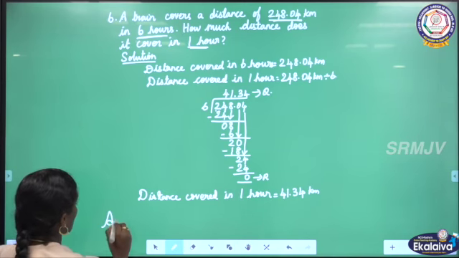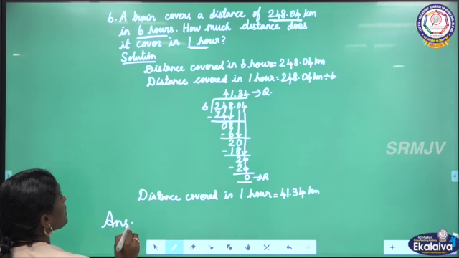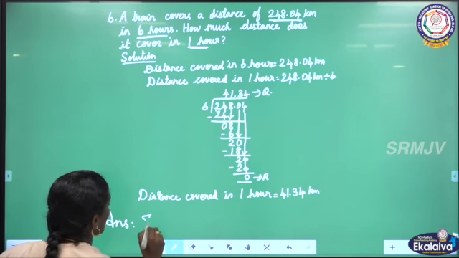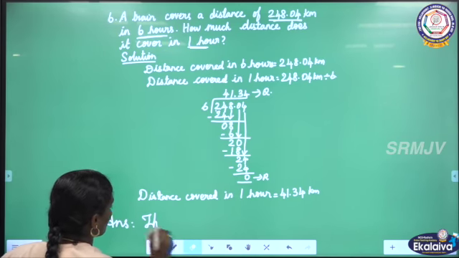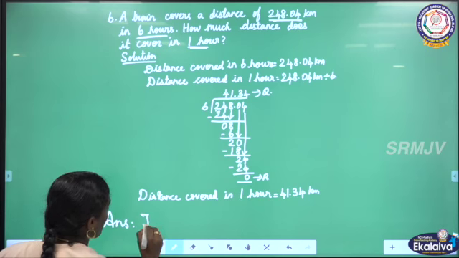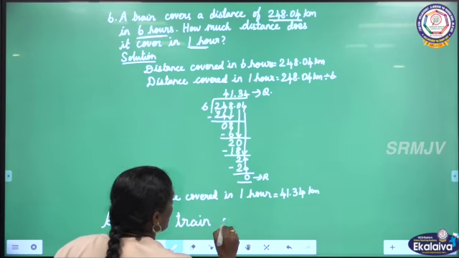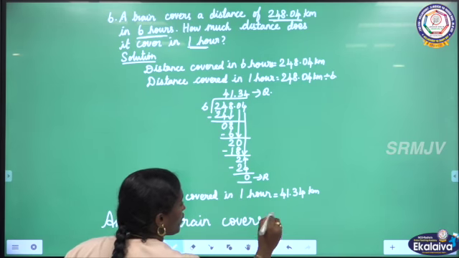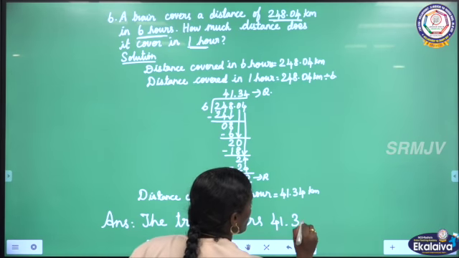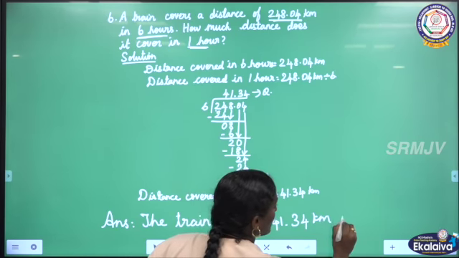Let us write the answer statement. How much distance does it cover? The train covers 41.34 kilometer in 1 hour.